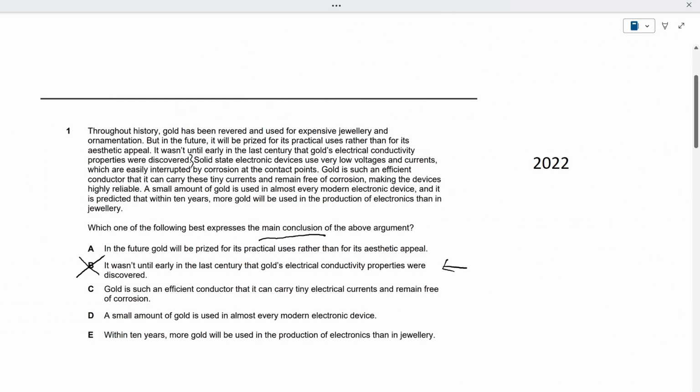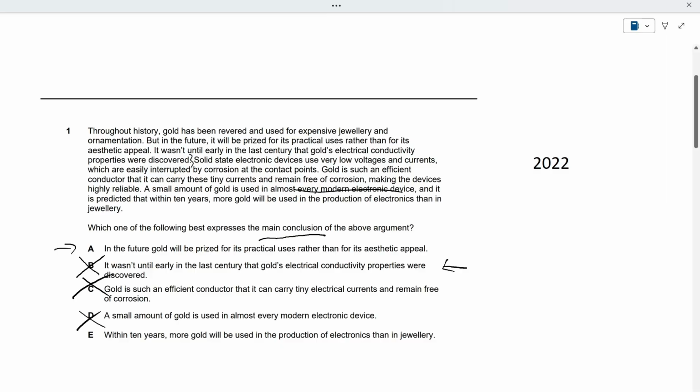So these are potential options. But again, saying it can be used in electronic devices, so it's an efficient conductor, doesn't really make sense, right? Even if we look at A, if we say in the future gold will be prized for its practical usage rather than for its aesthetic appeal, so gold is such an efficient conductor, that doesn't work. But if you say gold is such an efficient conductor, therefore it will be prized for its practical uses, that does work. That makes me lean towards A, and I can rule out C, because it's at best an intermediary conclusion, and at worst it's a premise which leads to this final conclusion, which we think is A at the moment, but we'll see.